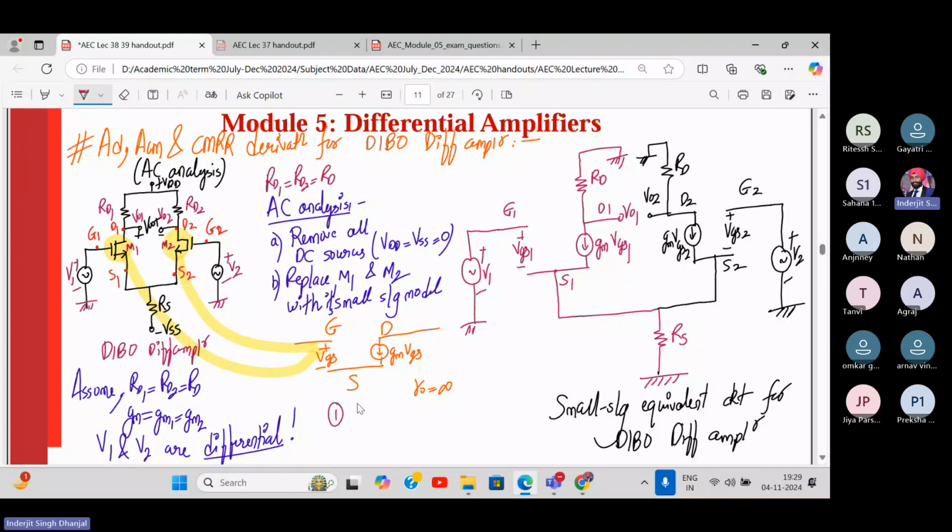I hope it is clear. So basically we can say GM1 is equal to GM2 is equal to GM. That means both the transistors are biased at the same Q point current and hence the GM are same. Remember, for differential mode operation, inputs are equal in magnitude but opposite in phase. So when we say V1 and V2 are differential, what we mean is V1 is equal to minus V2. Both are same in magnitude but different in phase. Got it?